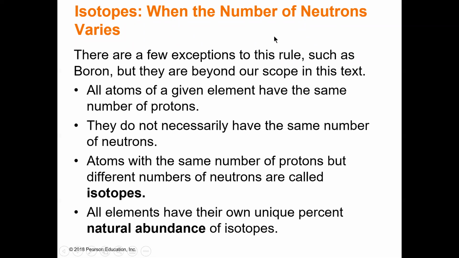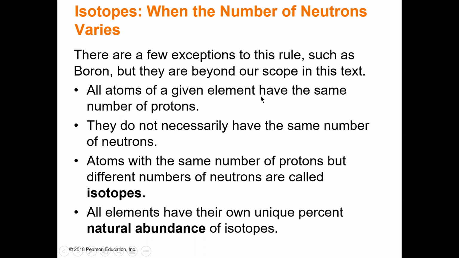Now, remember the characteristics of a neutron. A neutron doesn't have a charge, so it doesn't change the charge, but it does weigh as much as a proton, so it will change the weight. So shifting neutrons changes weight, not charge. Changing electrons, or ions, is a change of charge, but not weight. There are a few exceptions to this rule, such as boron, but we're not going to talk about that.